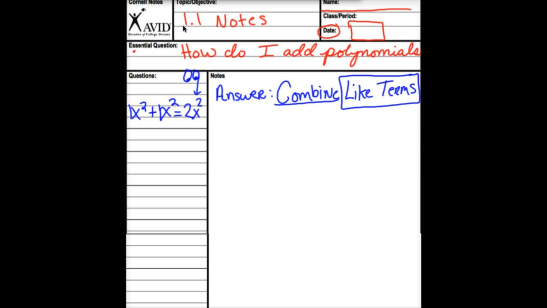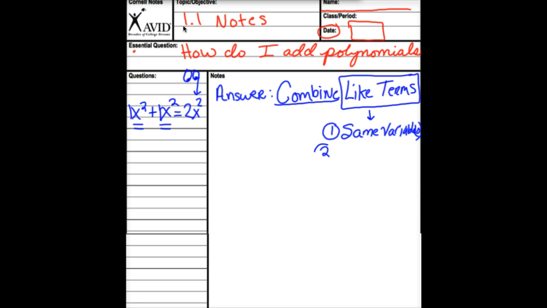Well, what makes these 2 terms like terms? And there's 2 things that have to happen for terms to be like terms. Number 1, so let's go right underneath here. In order to be considered like terms, they must have the same variable. And I'm going to even put in parentheses a little s there. The same variables. You can't add x's with y's.